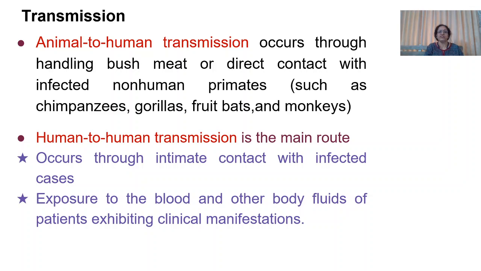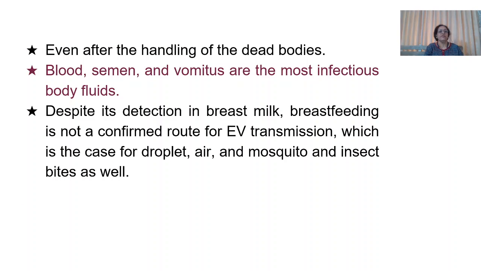Human to human transmission is also one important route in the transmission of Ebola viruses. It occurs through intimate contact with infected cases. Exposure to the blood and other body fluids of patients exhibiting clinical manifestations is considered the major portal of entry of the viruses in a healthy person. Even after handling dead bodies, there is evidence showing occurrence of infection in the handlers.